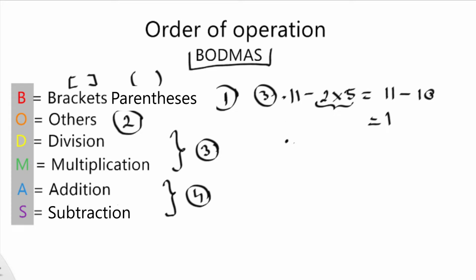Let's try another one. Let's say 36 minus 12 divided by 4. Now, we're gonna look at the rules once again. Brackets, no. Others, no. But we have division here. So we're gonna have 36 minus 12 divided by 4, which gives us 3. And the answer is 33.